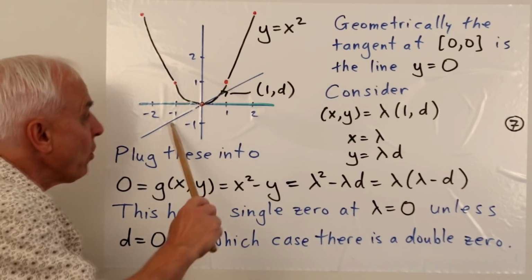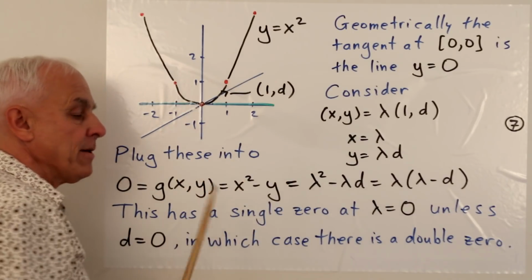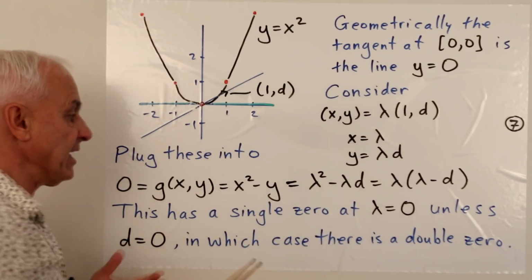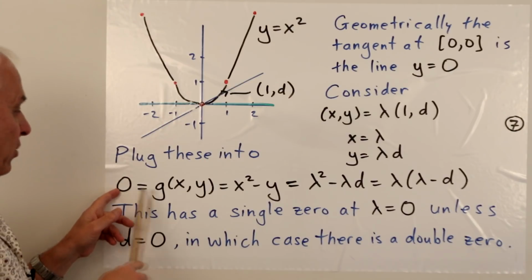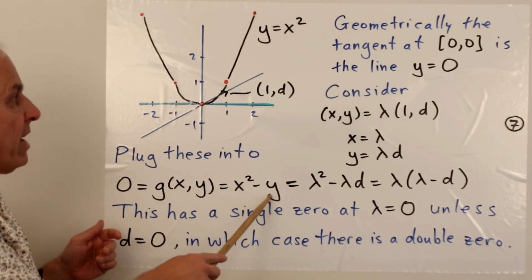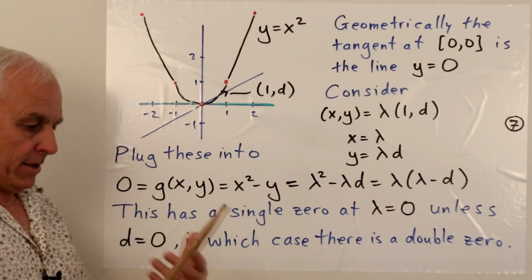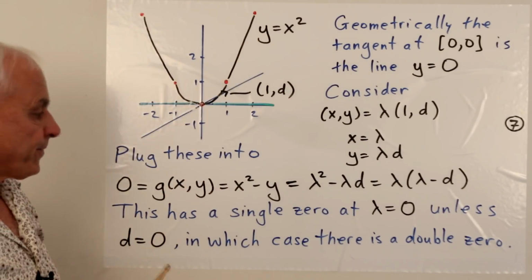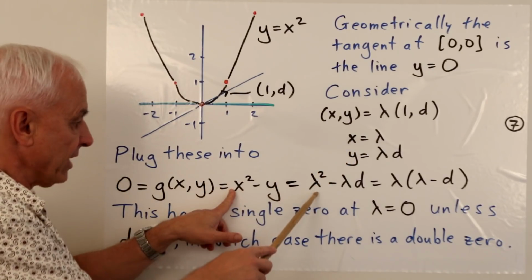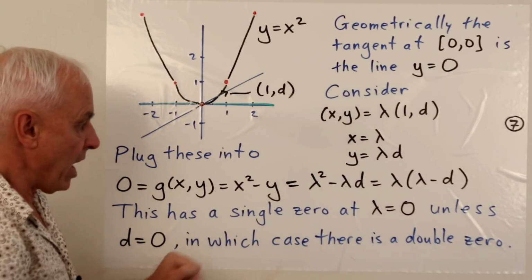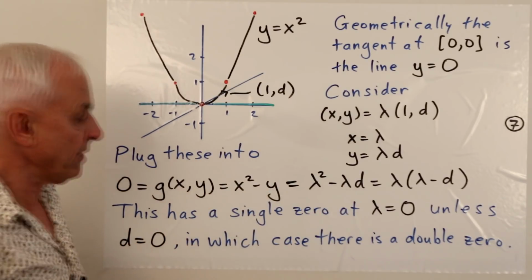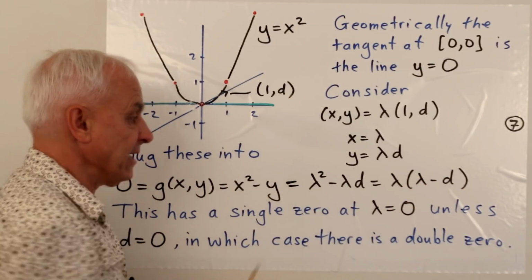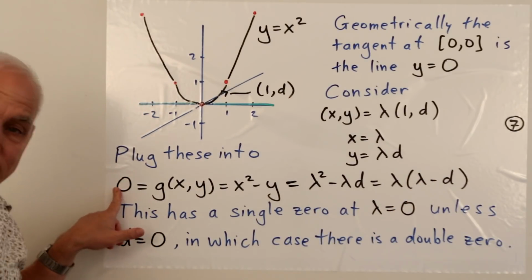So suppose we wanted to know which points on this line actually lie on the curve. Well, we would want to plug these things into the equation of the curve. We can write that as 0 equals, say, g of (x, y) is x squared minus y. So that's a function of two variables which expresses the curve. So if we replace x with lambda, we get lambda squared there. We replace y with lambda d, we get minus lambda d there. And then this thing here factors as lambda times (lambda minus d). And we want to set that equal to 0.